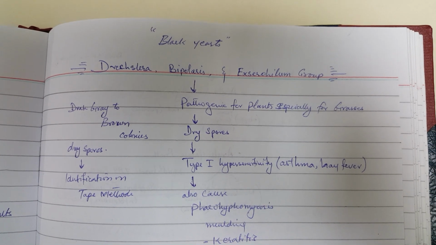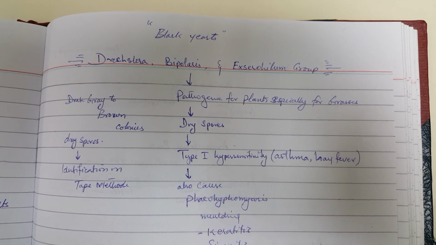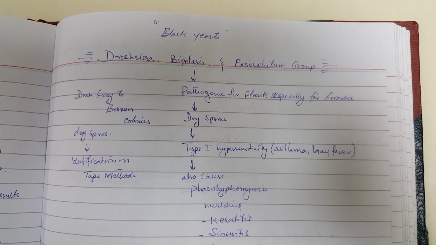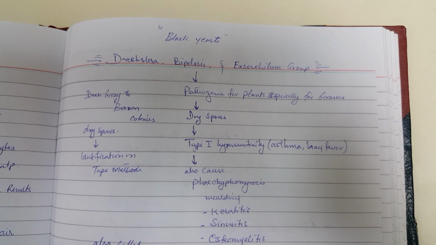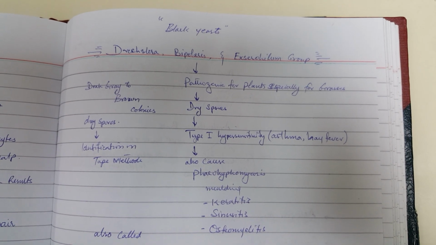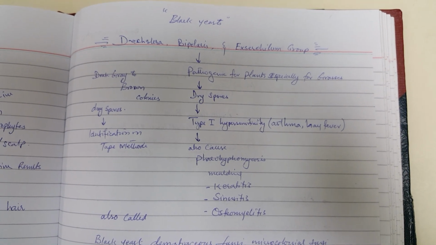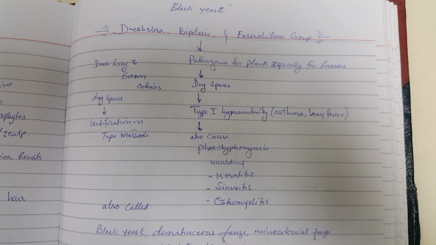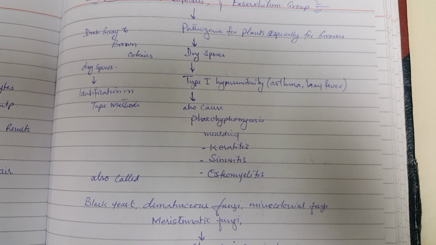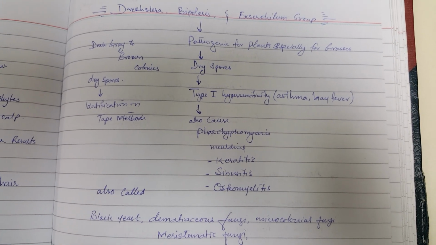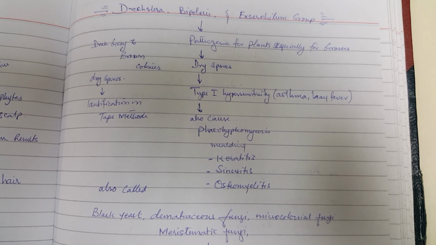Black yeast. Drechslera, Bipolaris and Exserohilum groups are also called black yeasts. They are very pathogenic and very slow growing organisms, especially pathogens of plants, especially grasses. They have dry spores. They cause type 1 hypersensitivity, asthma, and high fever, and also cause phaeohyphomycosis, including keratitis, sinusitis, and osteomyelitis. They produce gray to dark brown colonies, and their spores are very dry.